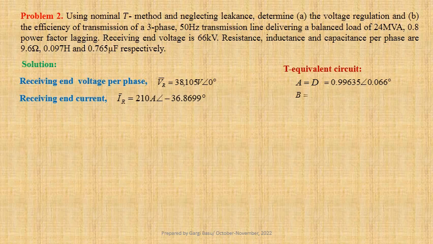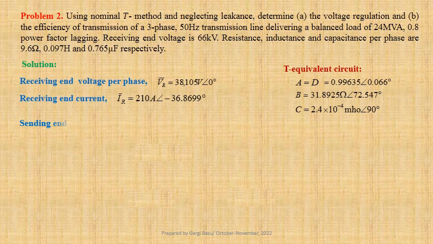B equals 31.8925 ohm at an angle 72.547 degree, and C equals 2.4 into 10 to the power minus 4 mho at an angle 90 degree. Expression for sending end voltage per phase Vs equals A times VR plus B times IR.